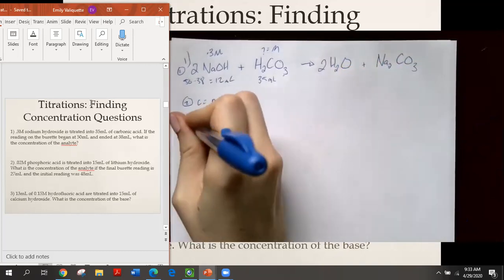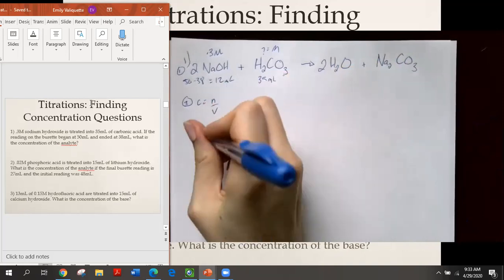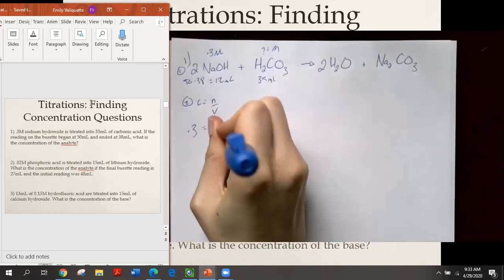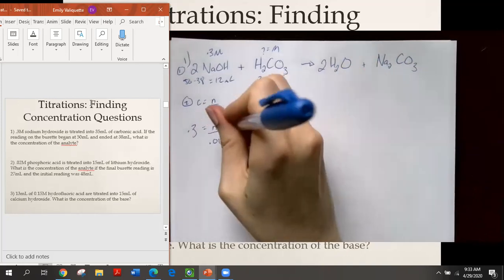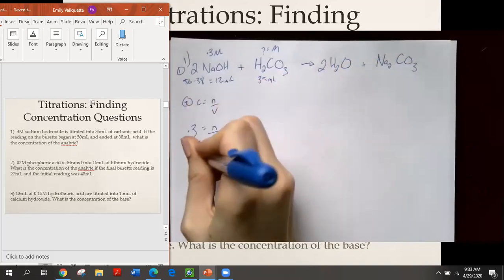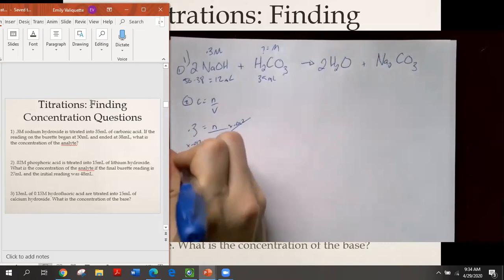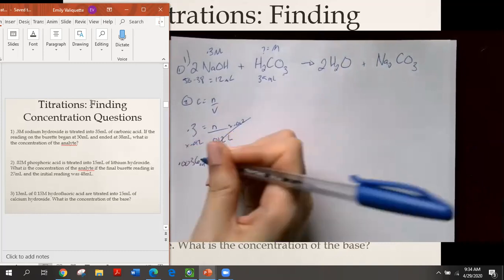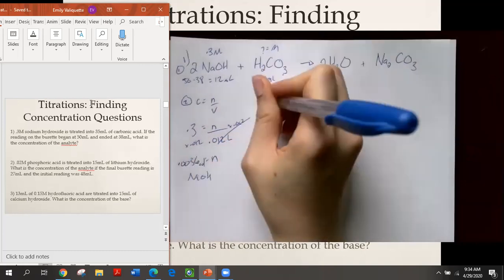So our concentration is 0.3. Don't forget your volume must be in liters. So convert it to liters by dividing by 1,000, and then just multiply to solve for n. And you should get 0.0036 moles, and that is of the NaOH.